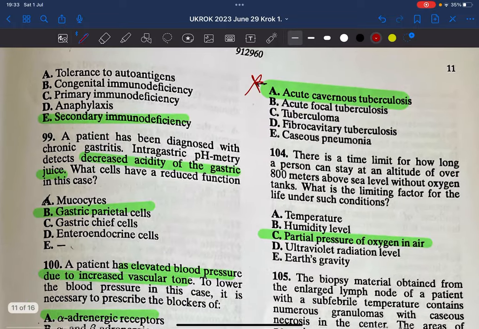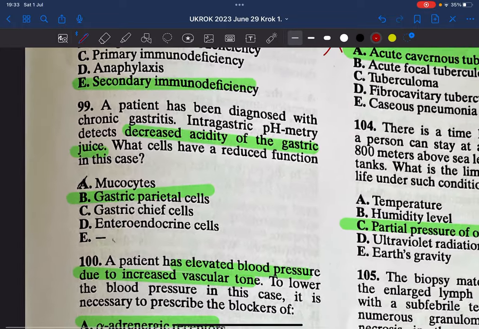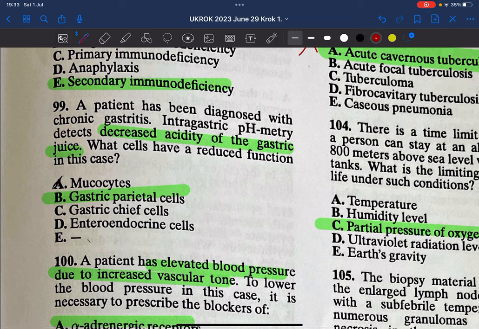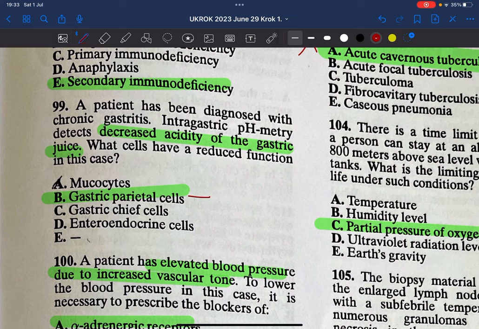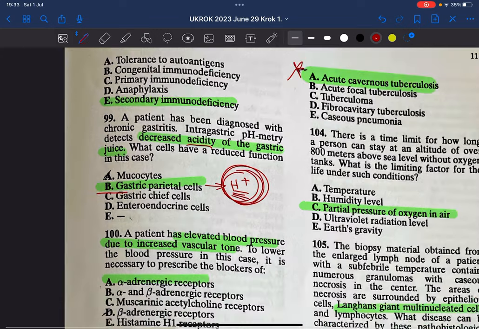Next, we have a patient diagnosed with chronic gastritis. We detected decreased acidity of the gastric juice. What cells can have reduced function in this case? Gastric parietal cells have a proton pump, which pumps hydrogen ions. So gastric parietal cells secrete hydrogen ions, and hydrogen ions are the ions that make acidity, right? So if I have decreased acidity, it's because of the parietal cells.